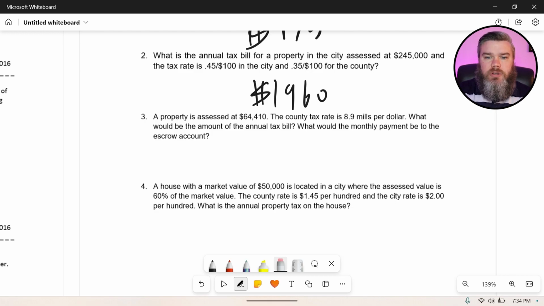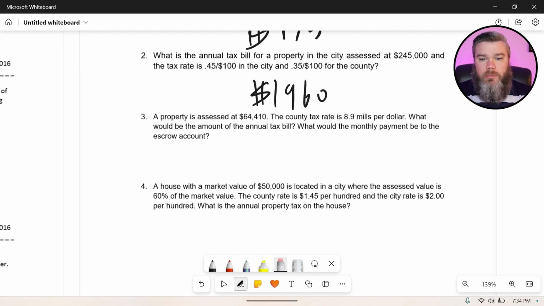Now, escrow accounts we talk about in the financing section. It is money that goes into an account for the bank to hold to pay your tax bill later when it's due. I'm not going to get into that detail at this point. So basically, we're just saying what's the annual tax bill and then divided by 12 to figure out how much we would be responsible for paying each month.